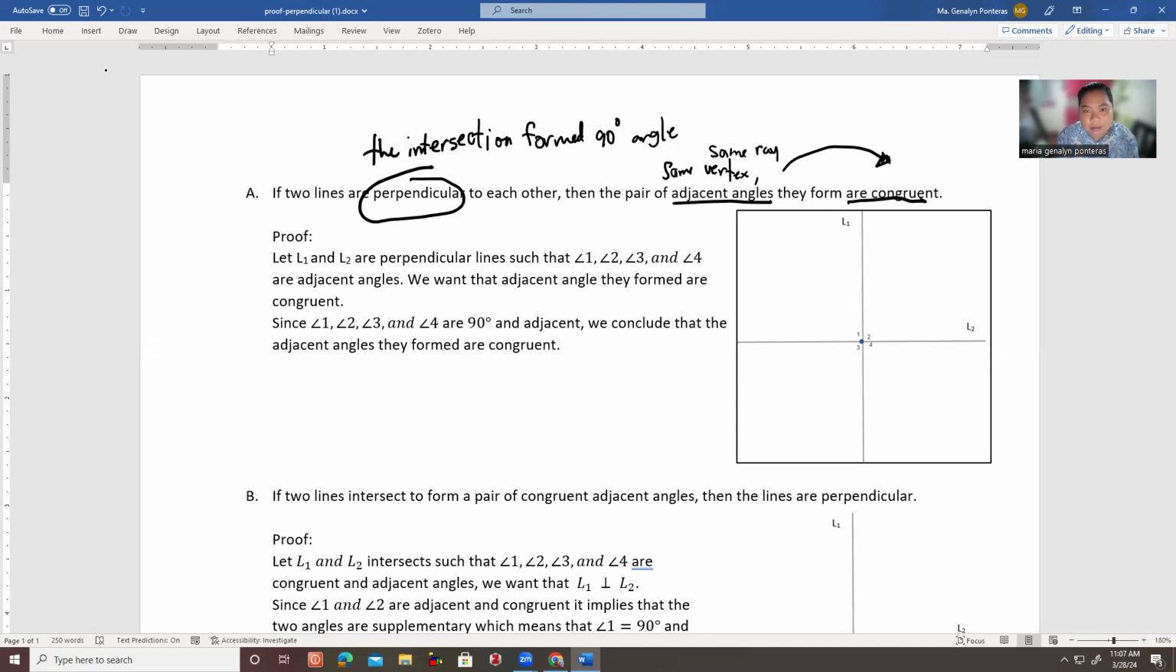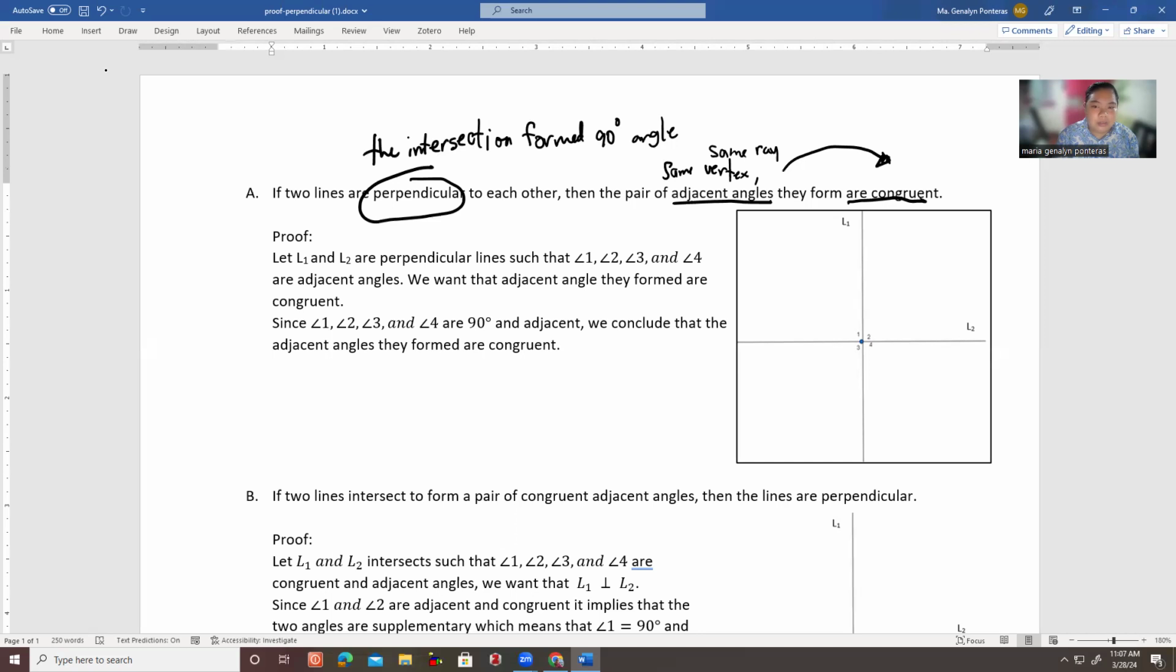Take note class, not all adjacent angles are congruent. Hindi lahat ng adjacent angles natin congruent sila. Kaya meron siyang specific na condition. The first one, they must be congruent.